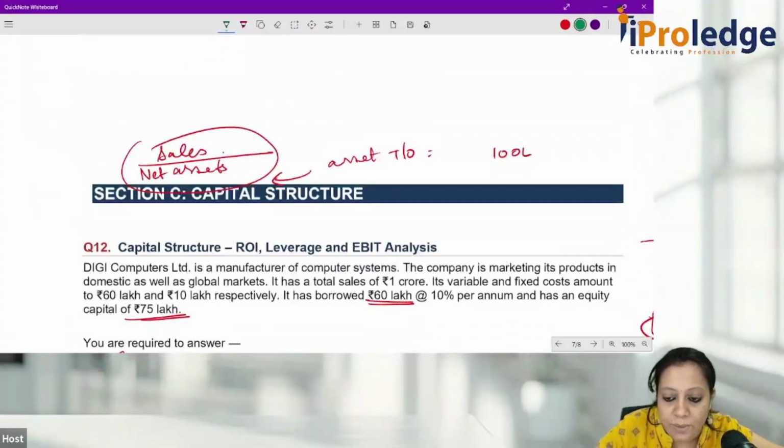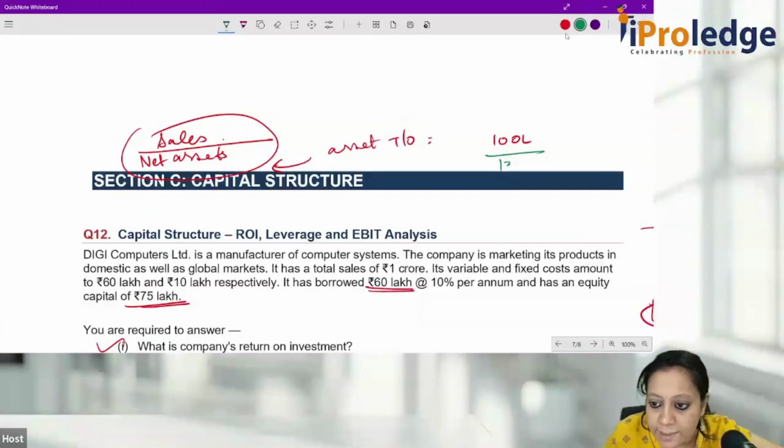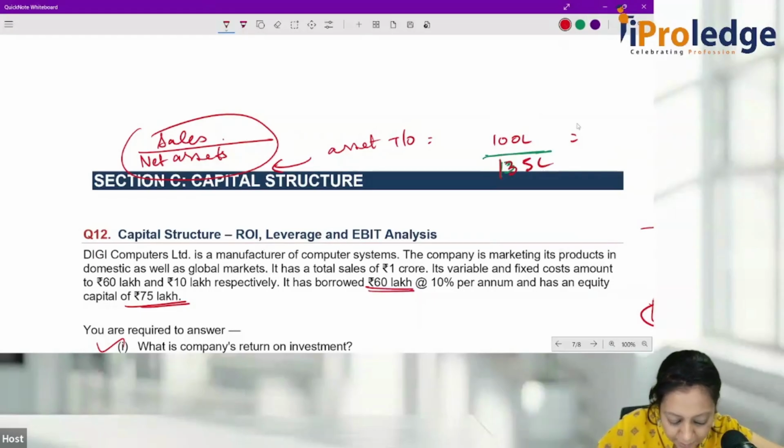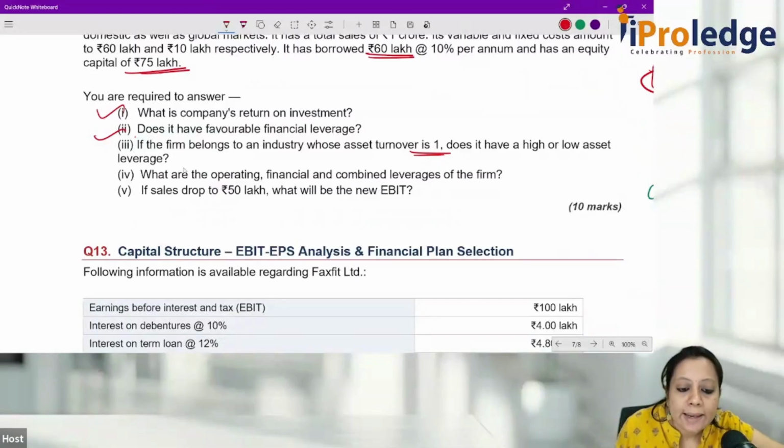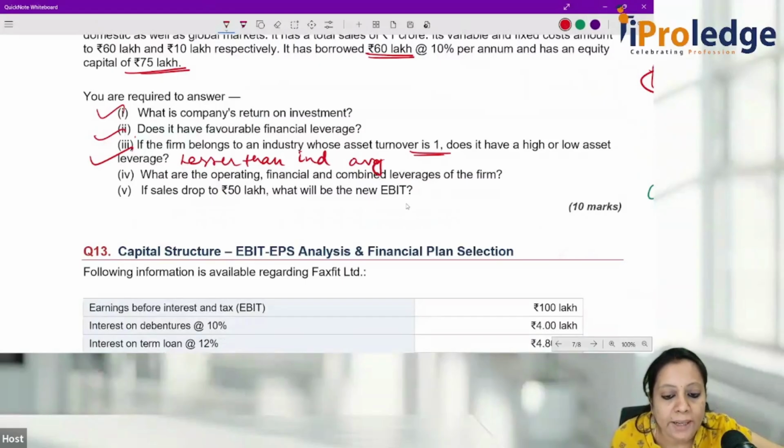So now that is the denominator, which is 135 lakhs. 100 lakhs divided by 135 lakhs is 0.74 times. So it is lesser than the industry average. Everybody in my industry is getting 1, and I'm getting 0.74, which means lesser than the industry average. Like that, we should conclude.